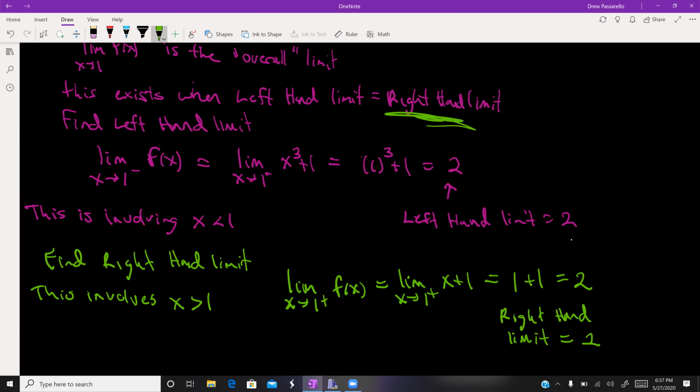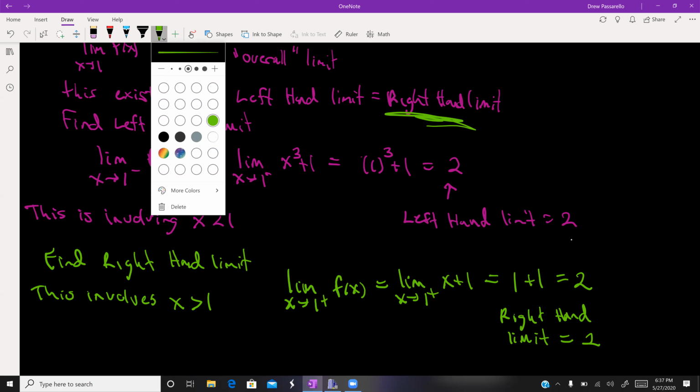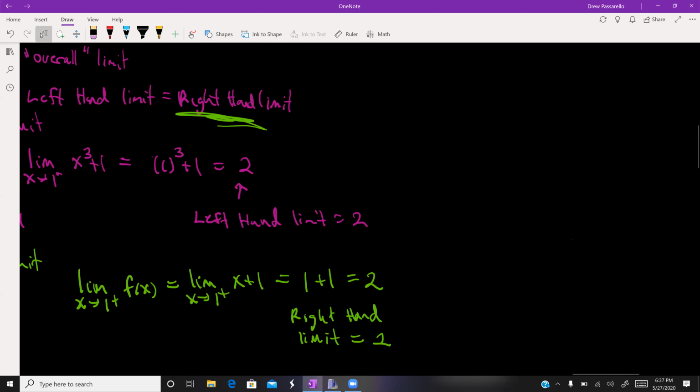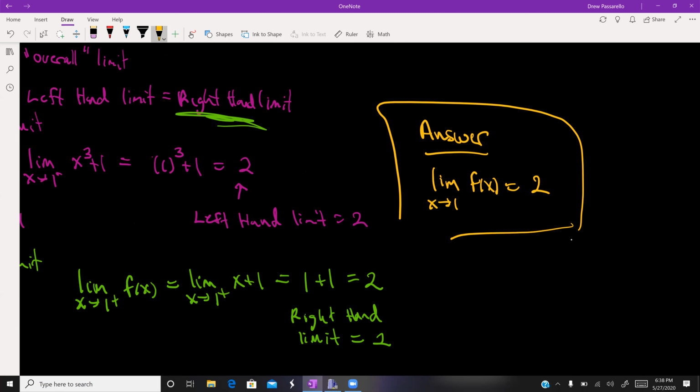So the overall limit's got to be 2, since the left-hand limit equals the right-hand limit. So the answer: the limit as x approaches 1 of our function f of x is equal to 2, since the right-hand limit equals the left-hand limit.